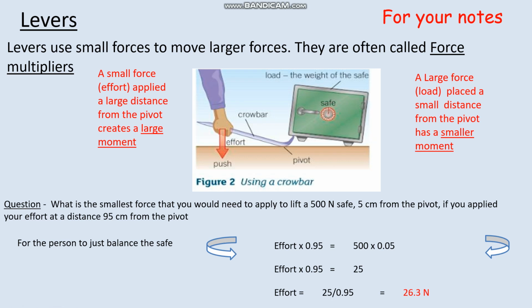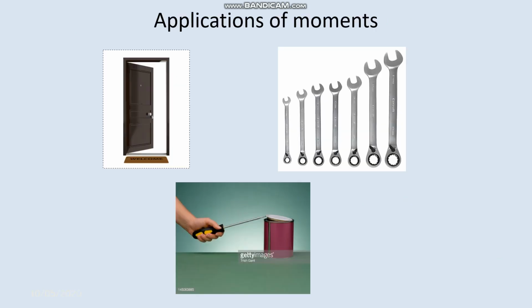Make sure that you pause the video and you get that complete note. Other examples of levers, you quite often overlook the fact that the door handle is always placed a long distance from the pivot, from the hinge there, so it makes it easier to push or close the door.